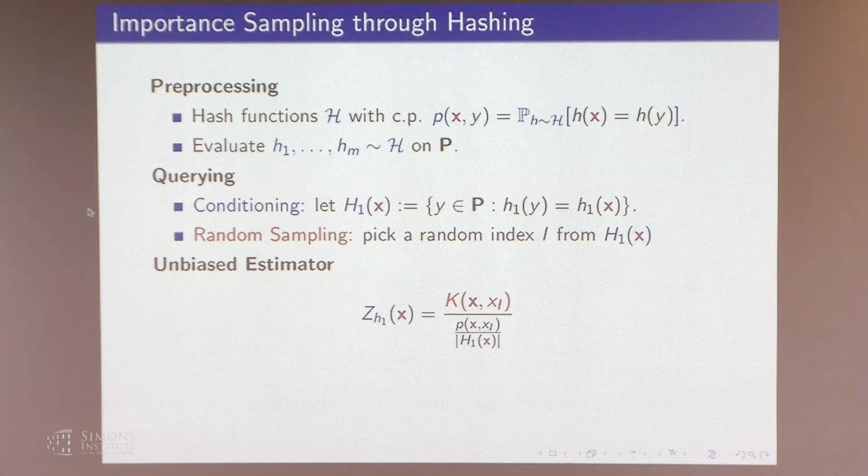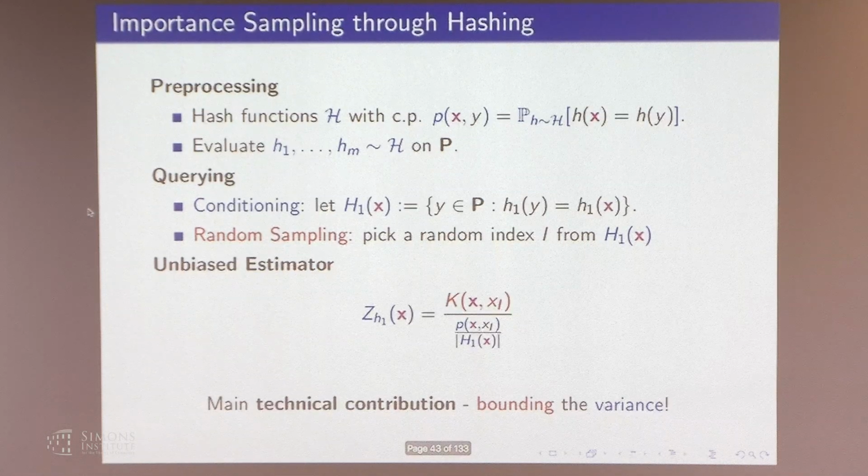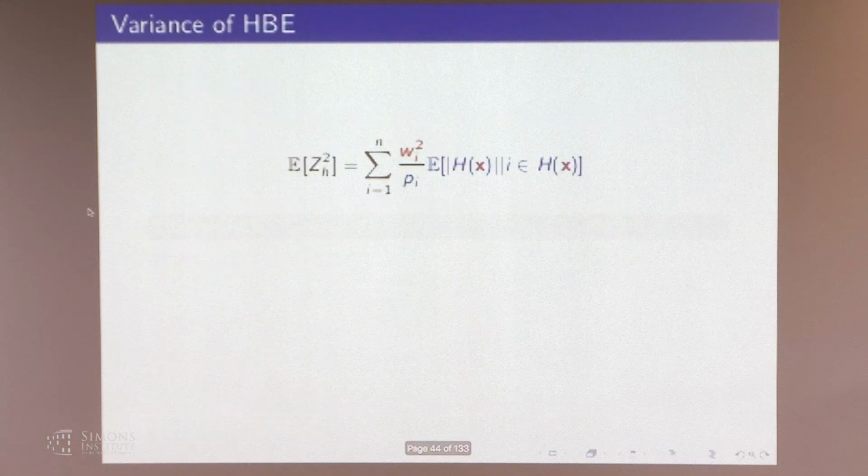It's exactly what importance sampling gives you. Except this is some sort of weird importance sampling because it's based on this hash table. There's a weird dependency between these probabilities that's introduced by this hash table. Okay, so this is an unbiased estimator, not very hard to show, and the main technical contribution is really analyzing this, bounding the variance of this estimator.